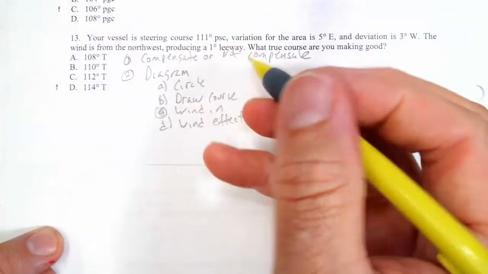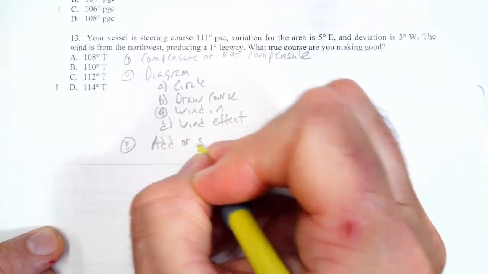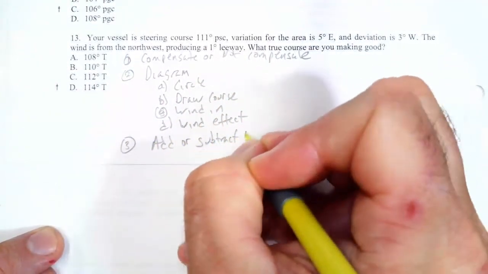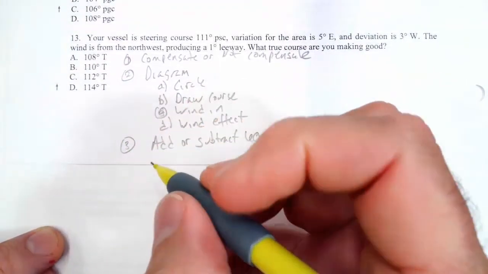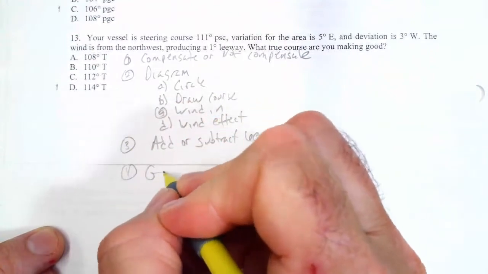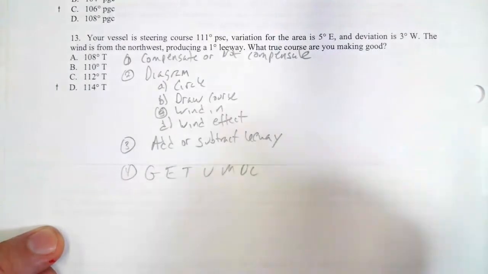And we're going to use the diagram to then determine if we're going to add or subtract leeway. And then the 4th thing we're going to do is get TVMDC. Okay? So let's start here.